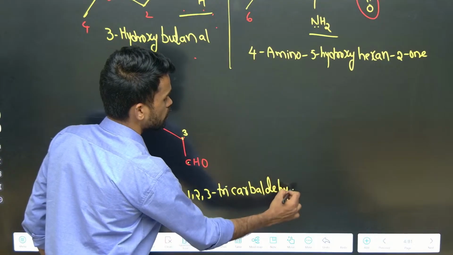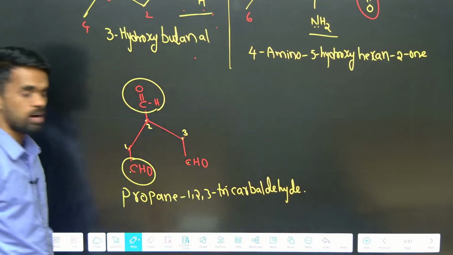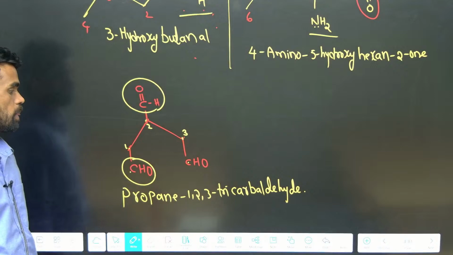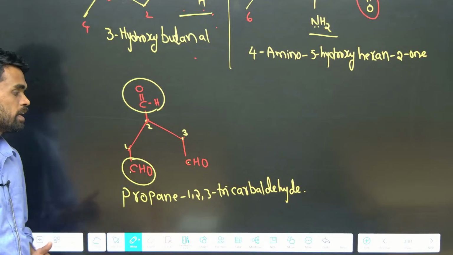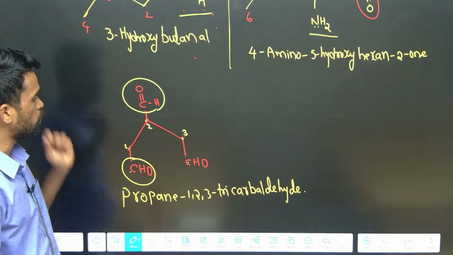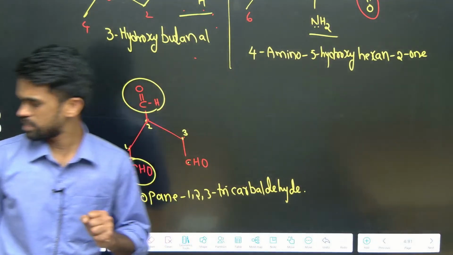So this is the IUPAC name of the given compound. Is this clear? How can you write the names? Propane-1,2,3-tricarbaldehyde is the IUPAC name of this compound. Is this clear, guys?